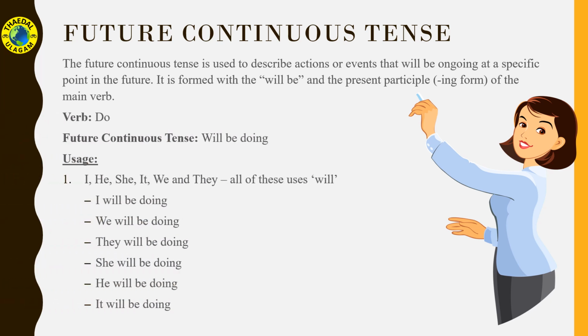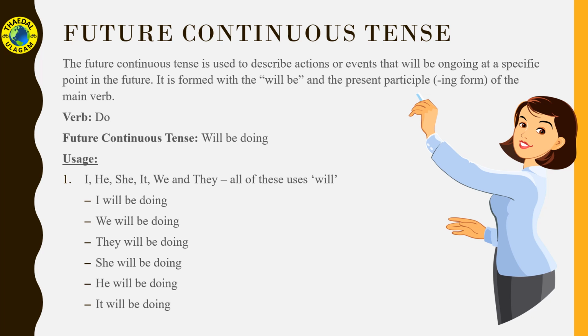Future continuous tense. The future continuous tense is used to describe actions or events that will be ongoing at a specific point in the future. It is formed with will be and the present participle, ing, form of the main verb. Consider the verb do. The future continuous tense of the verb is will be doing. Let's look at the usage.